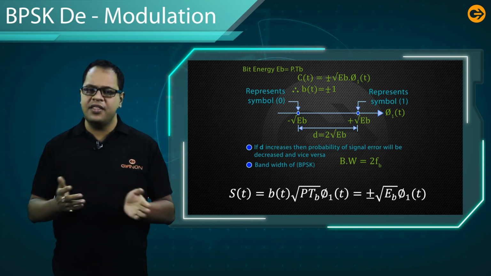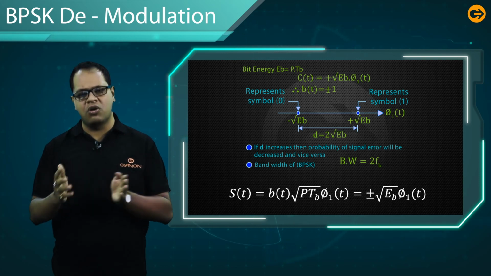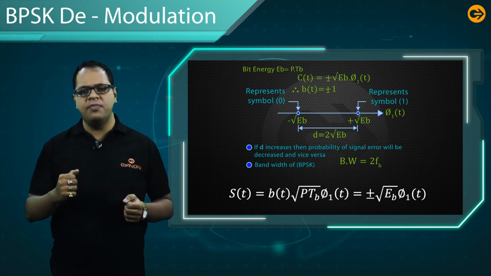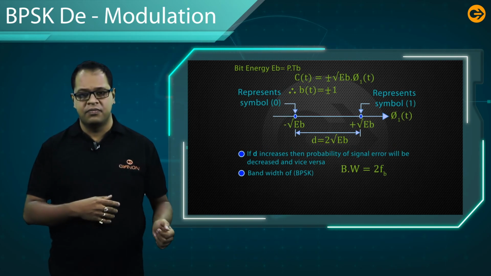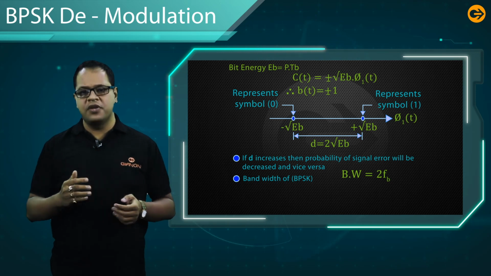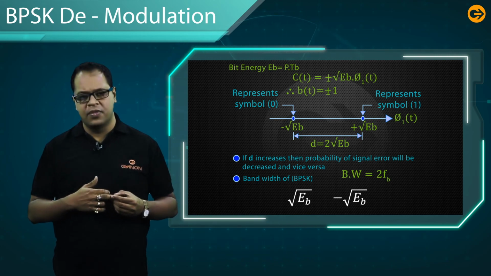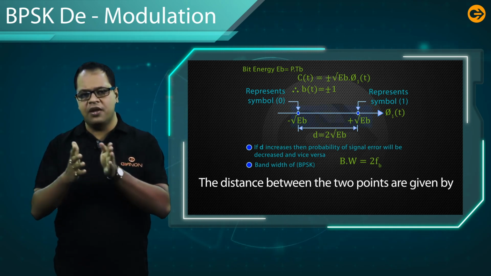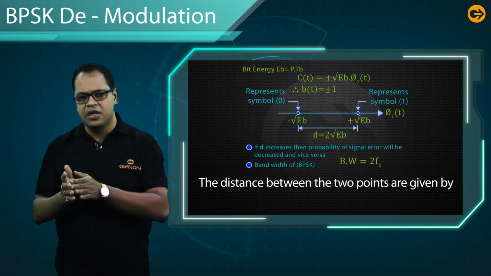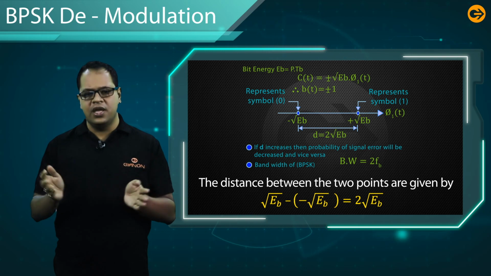Now we have discussed earlier that b(t) may be plus 1 or minus 1 depending on whether the signal transmitted is 0 or 1. So it is equal to plus or minus root Eb into phi1(t). The plot is shown in the figure. The symbol 1 is represented by root Eb and the symbol 0 is represented by minus root Eb. The distance between the two points is root Eb minus minus root Eb, which is equal to 2 root Eb.